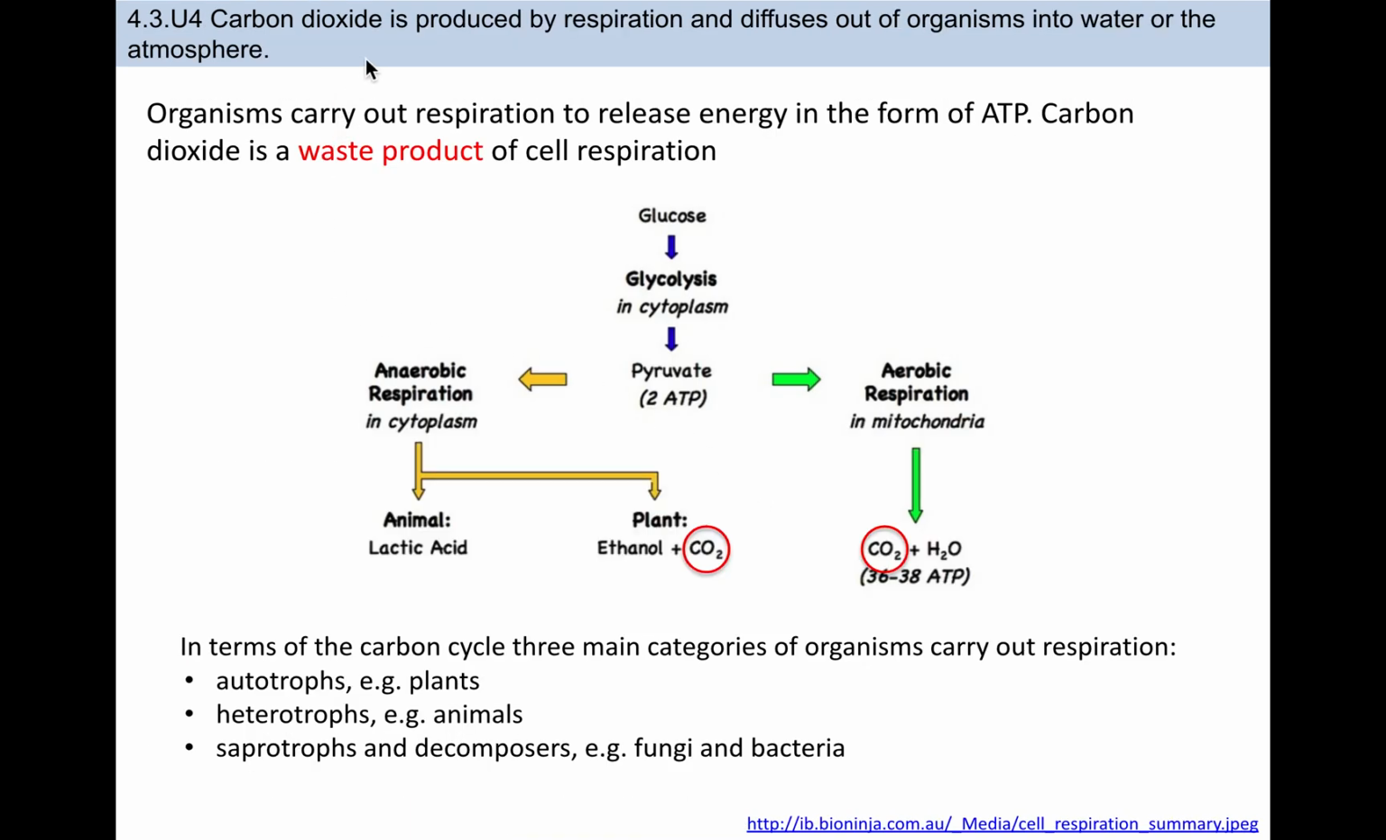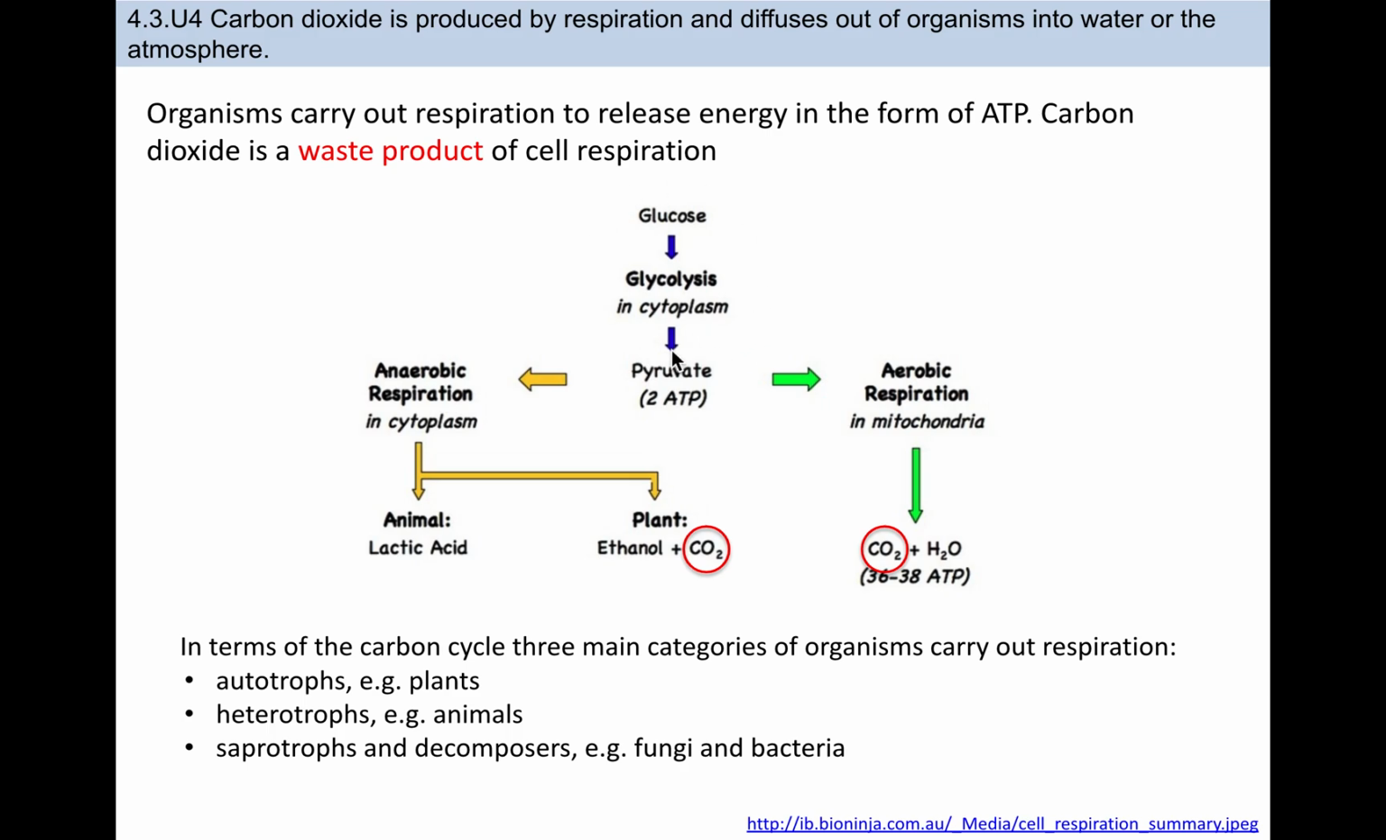So once the carbon dioxide is inside the plant, it's going to do photosynthesis and it's going to create sugars. So sugars are also a carbon molecule, C6H12O6. But then plants use those sugars to create ATP. So carbon dioxide is produced by respiration and diffuses out of organisms into water or the atmosphere. Any living thing that does cellular respiration is going to release CO2 as a byproduct or a waste product. So plants do this, we do this. Anything that needs to convert that glucose, C6H12O6, into ATP.